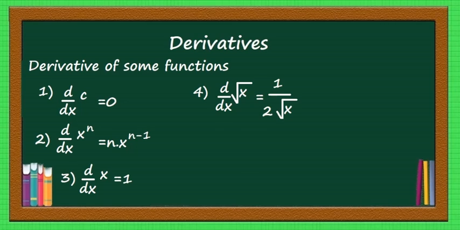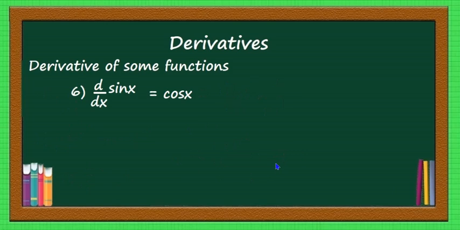And d by dx of root x is equal to 1 by 2 root x. Here, this formula itself is applied to get this result. Next one is d by dx of x to the power minus 1 is equal to minus 1 by x to the power 2, or minus 1 by x square. That is, when n equals minus 1, it is minus 1 into x to the power minus 1 minus 1. That is minus 1 by x square. And remember this.